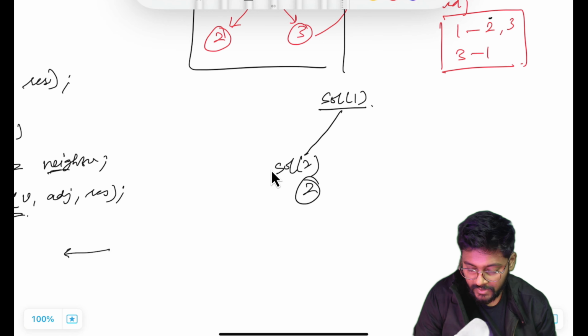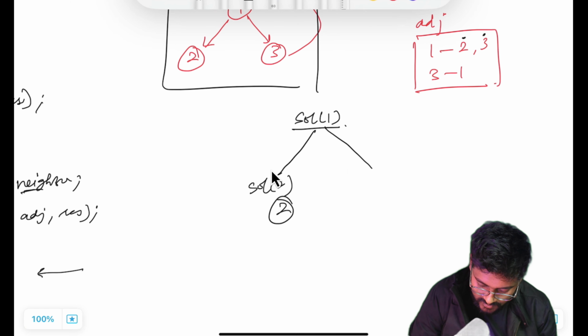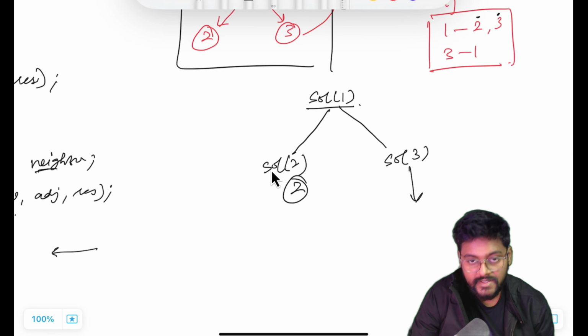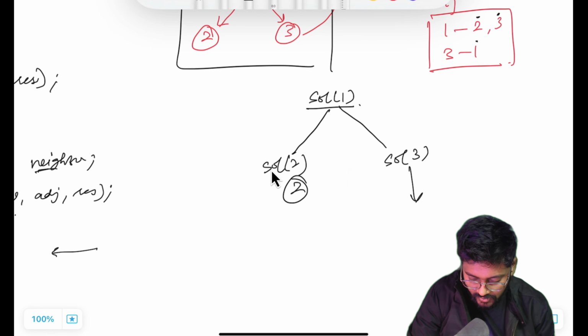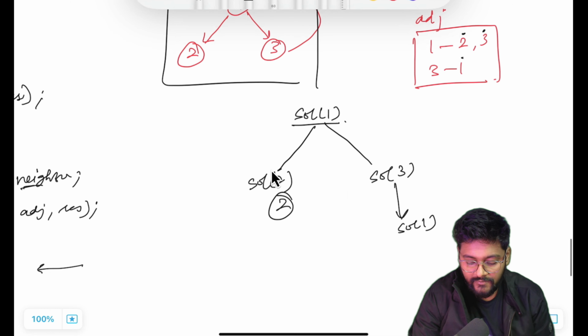There are other neighbors remaining to process. Now come to the second neighbor, which is 3. The call solution 3 is made because it is a while loop over all the neighbors. 2 is processed, now 3 will be processed. But 3 is going to make a further call to its neighbors. 3's neighbor is 1, so solution of 1. Now solution of 1 does not have any active neighbors. All the neighbors are visited, so we are returning from this call.